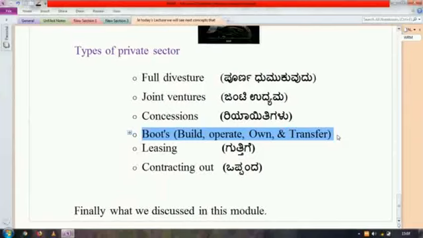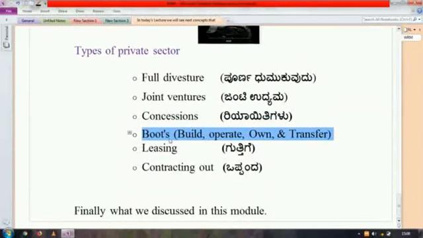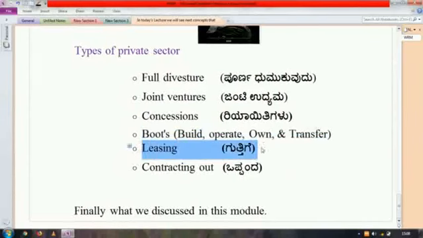So in BOOT, whatever the schemes are, they are developed and owned, and later transferred. That comes under the types of private sector involvement. Then leasing. Leasing means the water system remains in public ownership, but it is leased to private operators. Whatever scheme the government has implemented may be leased to the private sector and run for a certain period, but it depends upon the agreements between the private sector and the government.